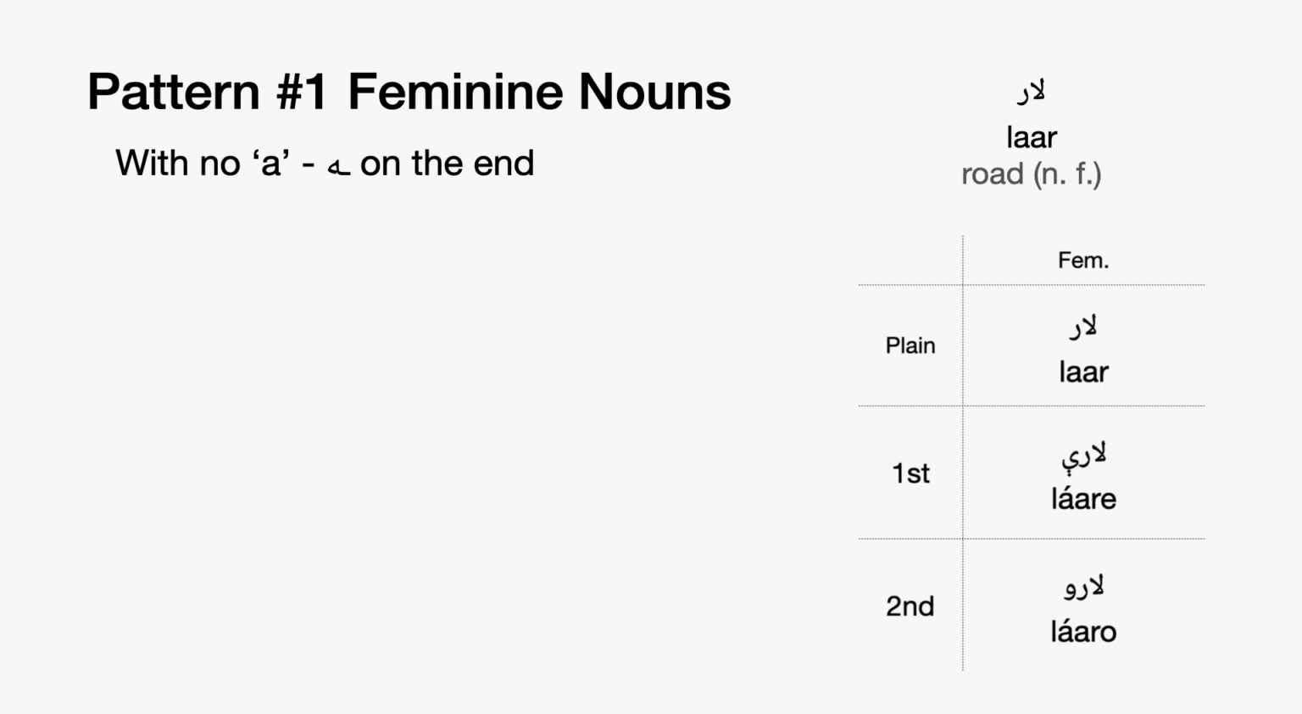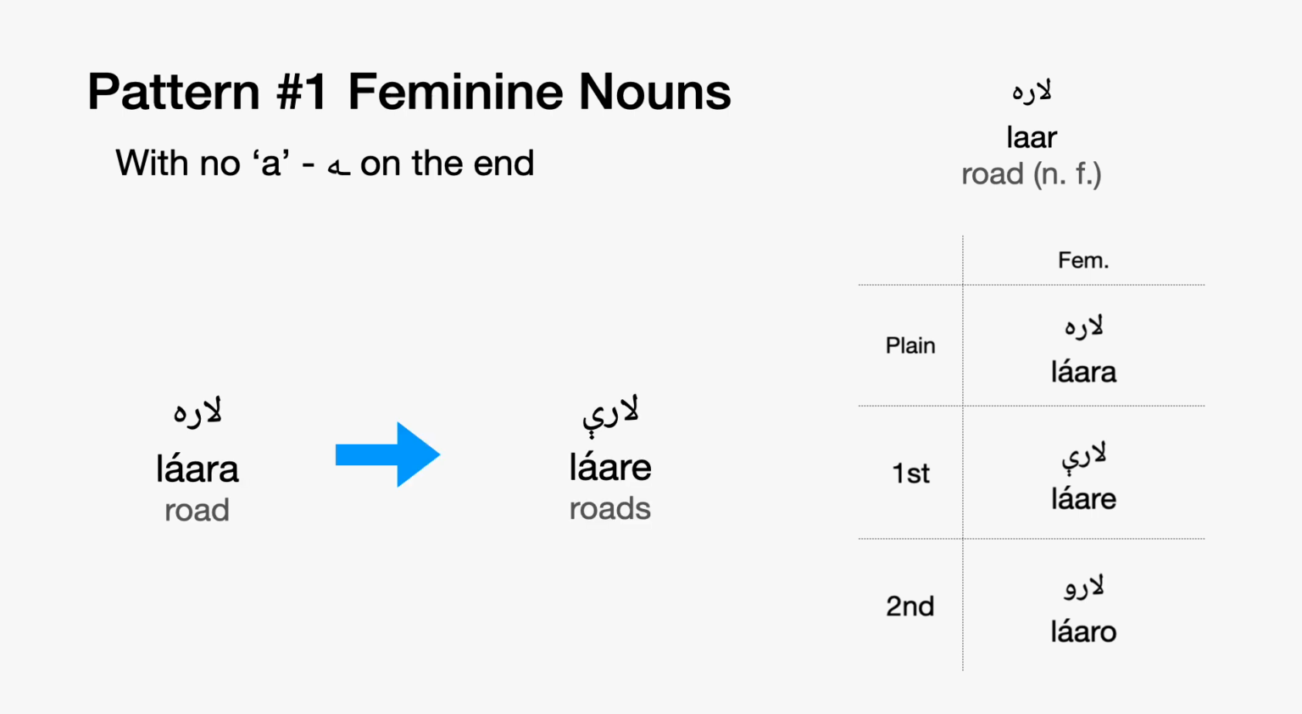Another example of this would be lar for road. Again, if we look at the inflections, lar and lari. This is a feminine noun. It's not a masculine noun. It's definitely feminine, but it just doesn't have an a on the end, which a pattern 1 feminine noun normally would. But if we were to inflect it or make it plural, it goes from lar to lari. Sometimes people will say lara and it'll have the a on the end. Sometimes it won't. It'll just be lar and it'll turn to lari.